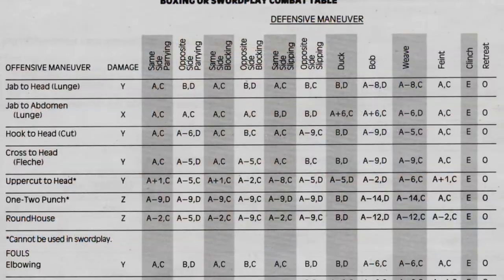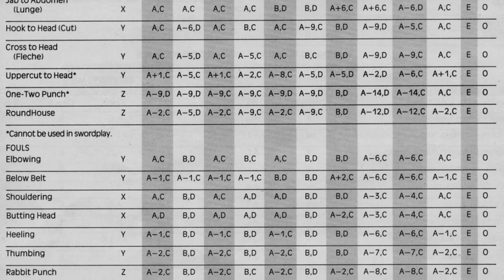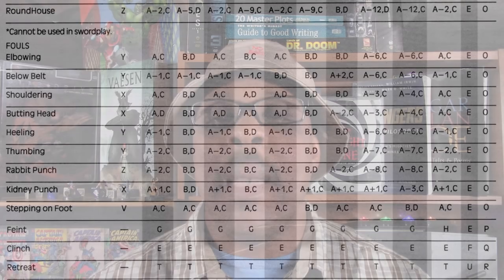Top Secret First Edition. Boxing and Swordplay. Now, they both use the same table, but we're just going to be looking at boxing in this video. You can do Swordplay some other time, you know what I mean? All right, let's do it right now with boxing. So roll them.